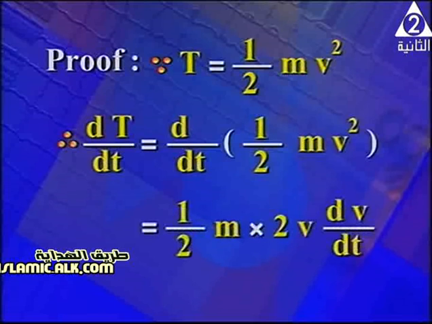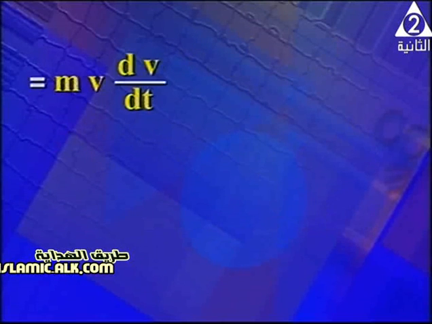What is the constant? Excellent, students. The constant on the right-hand side is half m, where m is mass. Then the right-hand side becomes half m times 2v dv over dt. We find the differentiation of velocity with respect to time t. Then the right-hand side equals m v dv over dt.